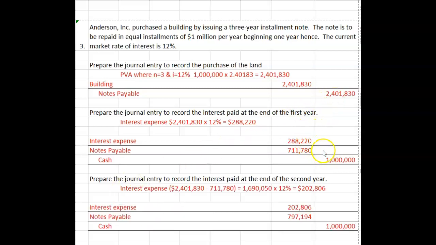After making this payment at the end of the first year, our new principal balance is $1,690,050 times 12%. Year 2's interest expense is $202,806. Debit interest expense, $202,806. Debit notes payable to balance, $797,194. And credit cash, $1 million.